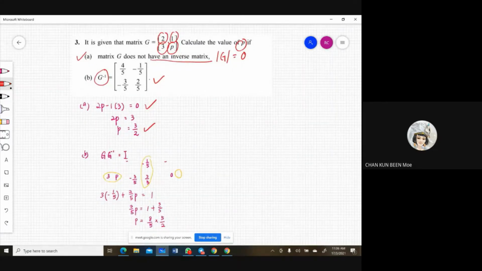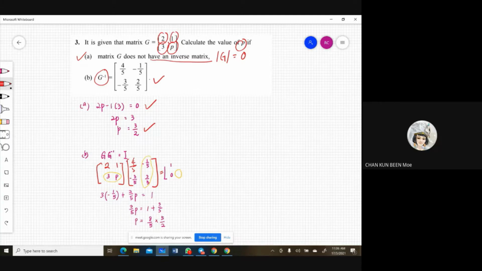Three. What is missing here? Oh, I missed out this. Don't know how come it is gone. Okay, G is 213p multiplied by 4 over 5 times negative 1 over 5 times 3 over 5 here, 2 over 5 is equal to 0. Okay, equal to 0. This one doesn't have. How come it is lost?